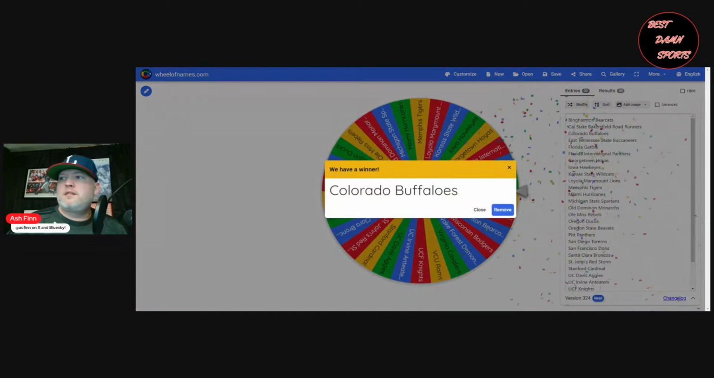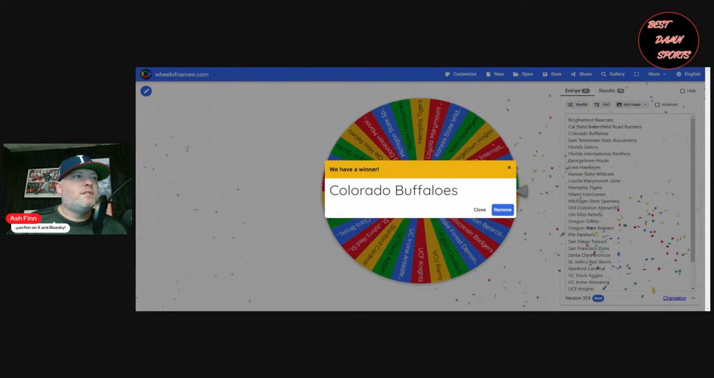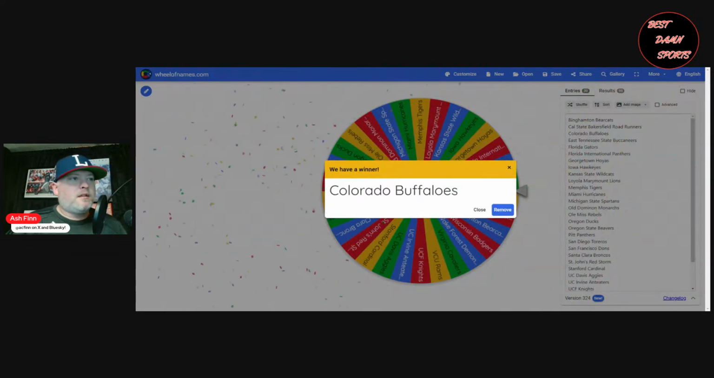And the next, the Colorado Buffaloes. Did we put them? I think we might have put them in the Big 10, actually. Kenny, did we put Colorado in the Big 10? Let's see. They were a late add. Yep, they're in the Big 10.